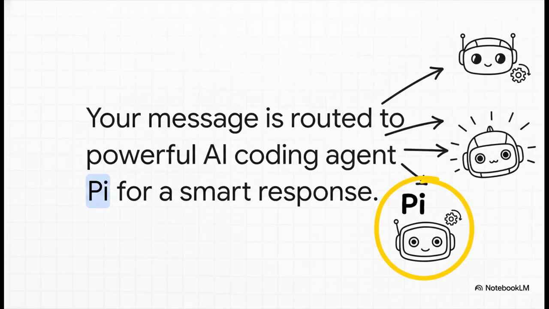And this is the last stop. Your message gets routed over to an AI agent, like Pi, which is one the project recommends. Now think of an agent as something way more than just a simple chatbot. It's a model that can remember your conversation, use other tools, and do some pretty complex stuff. This is where the real thinking happens, before it sends a reply right back to you in your chat app.